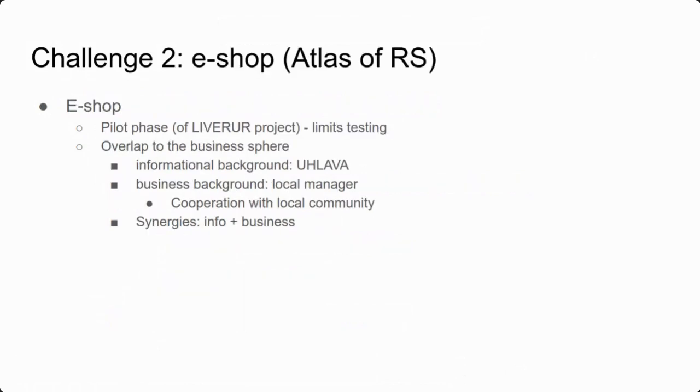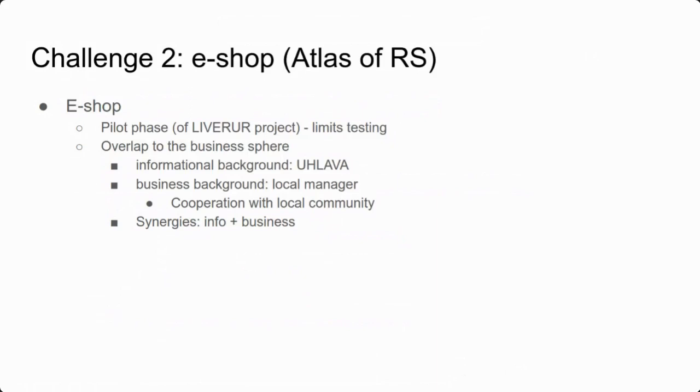This e-shop is now in pilot phase, and we are testing it. And the overlap to the business sphere is important to recognize, especially now in the COVID situation, in COVID quarantine, as a possibility to really help the people here, all of them, especially the food producers. The information background is created by people from Úhlava, especially Radana and Ivo. The business background is totally managed by a local manager, Mr. Zelený, in cooperation with his local community.